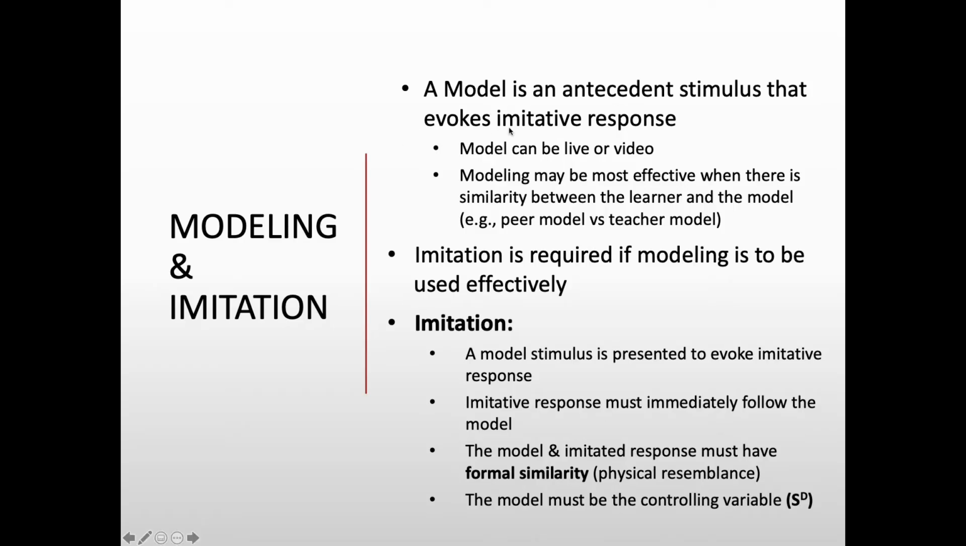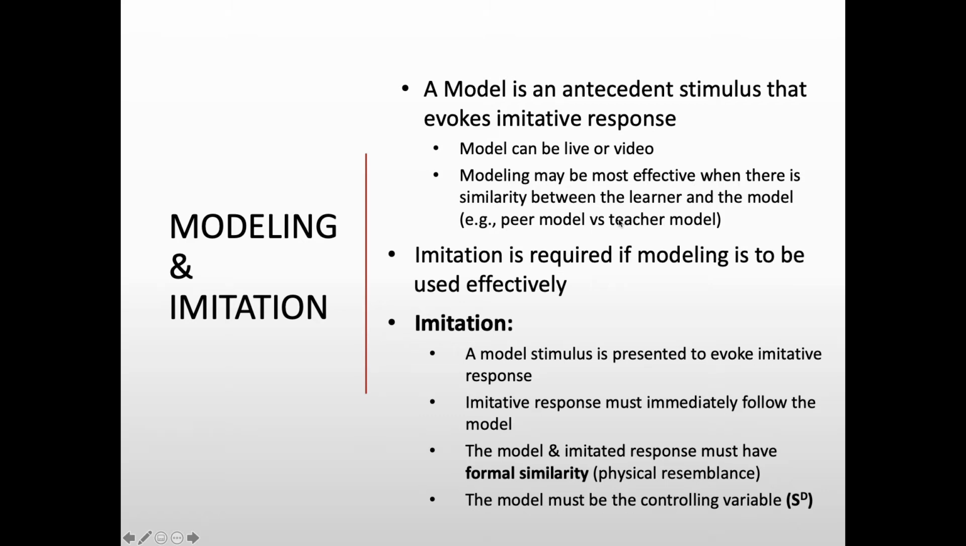So modeling is one way to generate new behavior or teach new behaviors. And this is basically an antecedent stimulus that evokes an imitative response. So the child has to be able to imitate. That needs to be part of their repertoire. If it's not, we need to teach imitation.